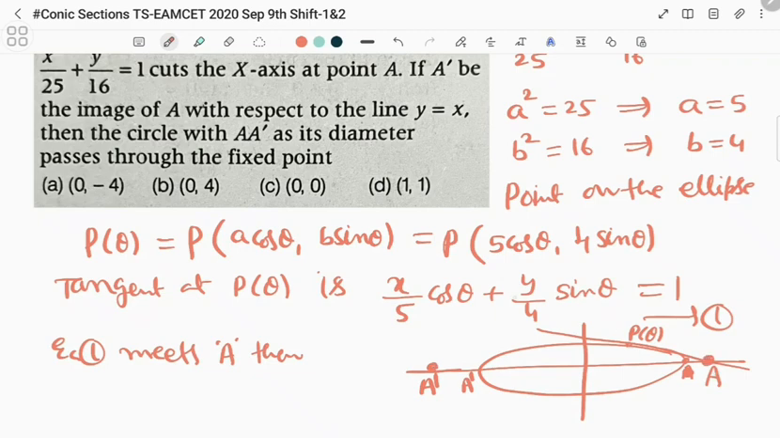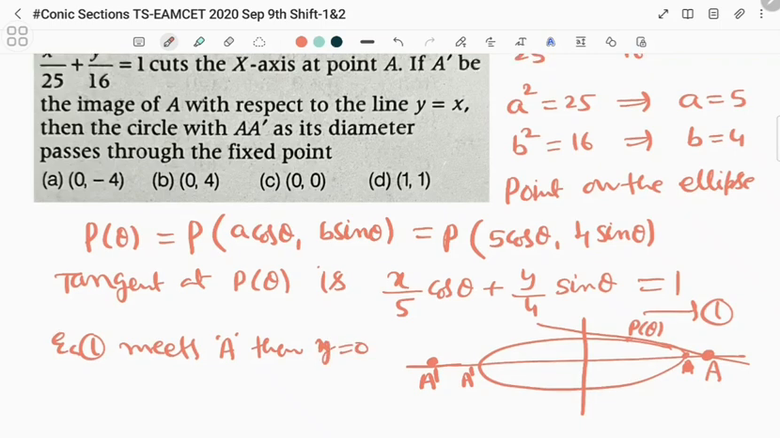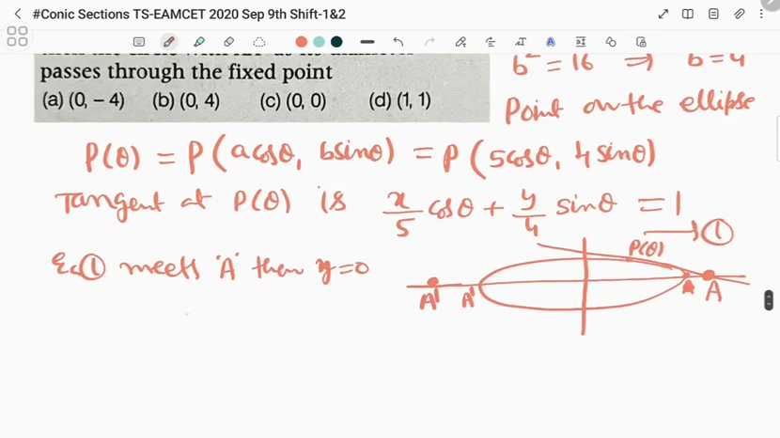How to calculate A: this tangent equation meets A, then y is equal to 0. So y is equal to 0 if you substitute in this, x value will come as 5 by cos theta. So therefore A point will be 5 by cos theta comma 0.